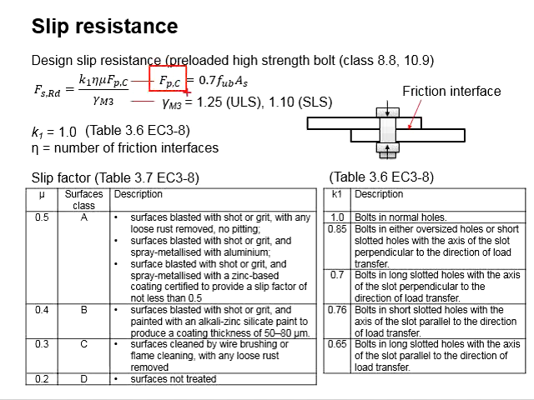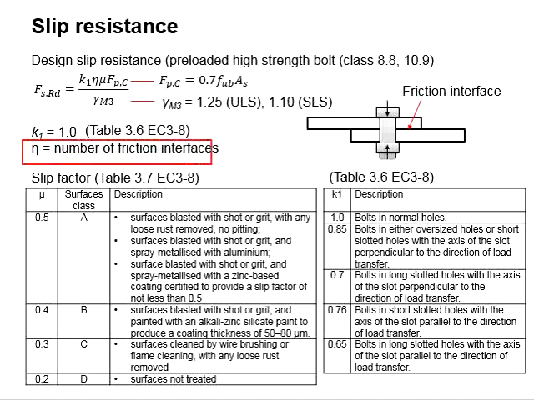Fp,C here represents the preload of the bolt, which is assumed to be 70% of the ultimate capacity of the bolt multiplied by the effective tensile stress area of the bolt. There are three factors here: K1, eta, and mu. K1 can be obtained from table 3.6, which is normally assumed to be 1.0.